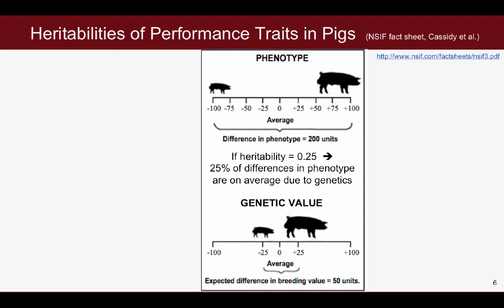So in reality, these two particular individuals could be more similar in their genetics, and more than 75% of the difference in phenotype we see may be due to environmental factors for this pair of individuals. But on average, 25% of the differences we see between individuals within a herd are due to genetics for this trait with a heritability of 25%.